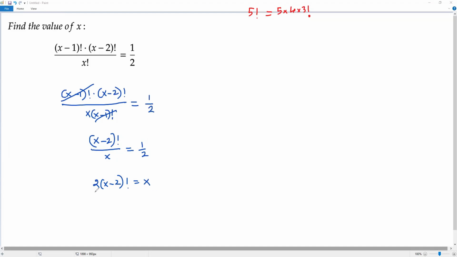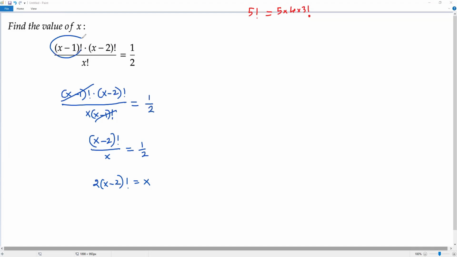Now we have the equation, and let's consider the factorials we have in the original equation: (x-1)!, (x-2)!, x!. In mathematics, a factorial can be taken only with whole numbers. We know that whole numbers are 0, 1, 2, 3; these are all whole numbers. If I want this one to be a whole number, x has to be 1 or greater than 1. Because if I take x equals 0, it will become 0-1, which is a negative number, so we cannot take a factorial of a negative number.